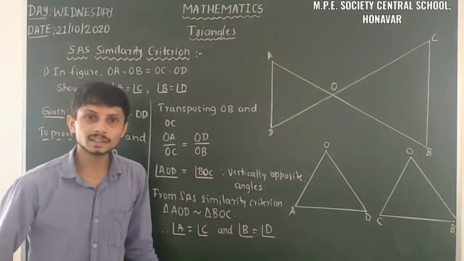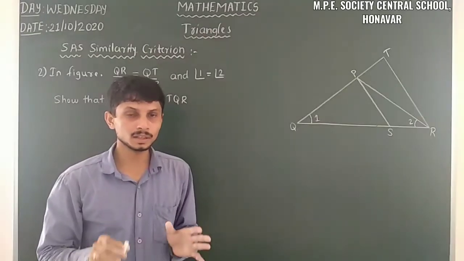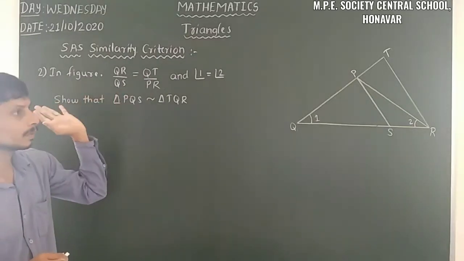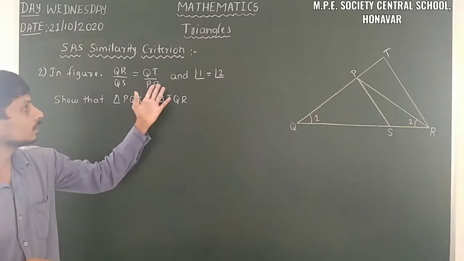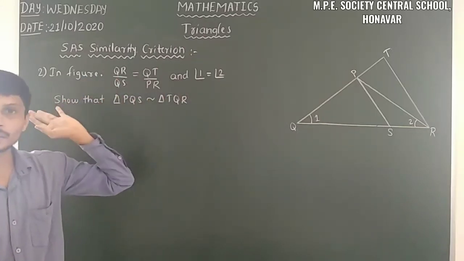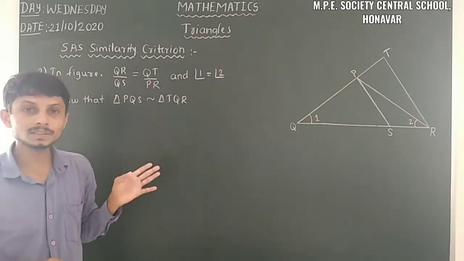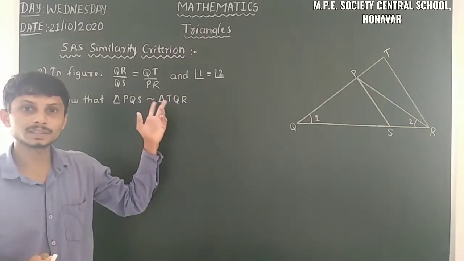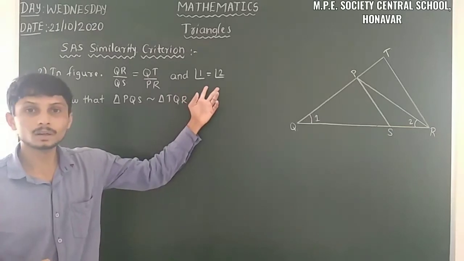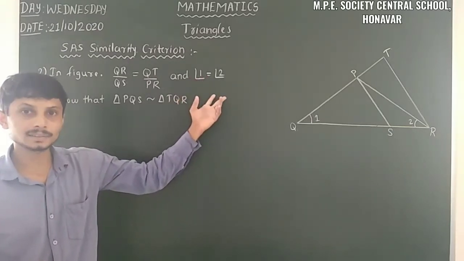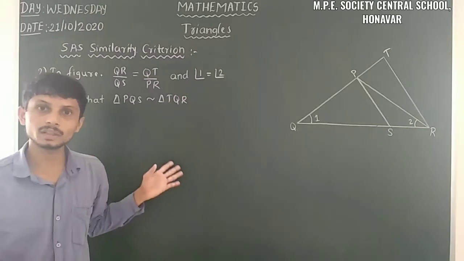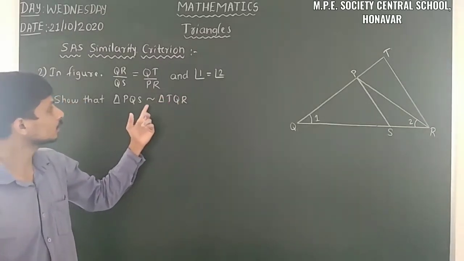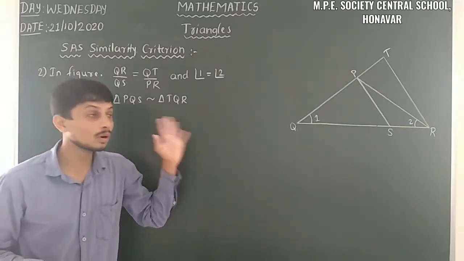So let us take the next problem here. The problem tells us that in the figure, QR by QS is equal to QT by PR, and angle 1 is equal to angle 2. So it is given that two pairs of corresponding sides are proportional and one pair of corresponding angles is equal. But after that we have to prove triangle PQS is similar to triangle TQR.